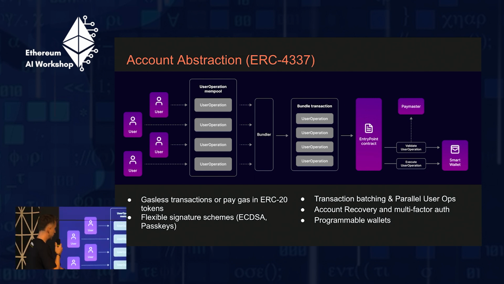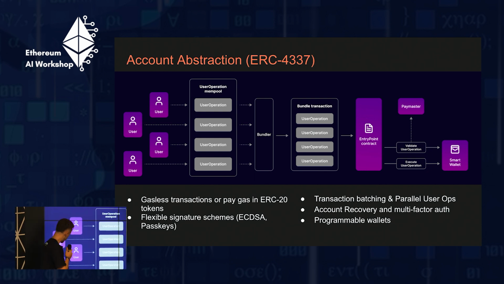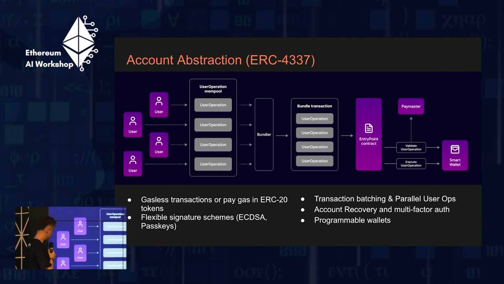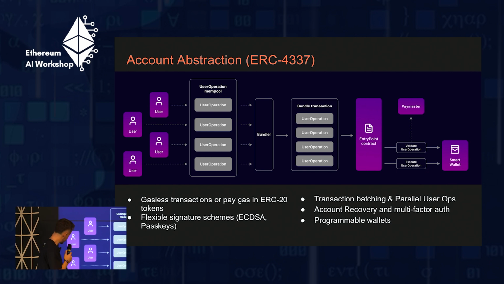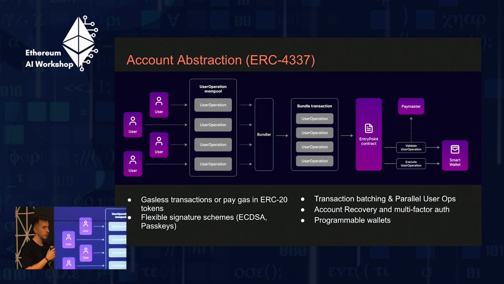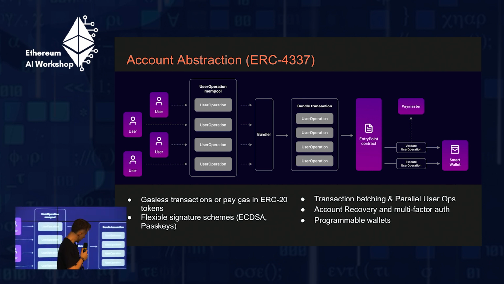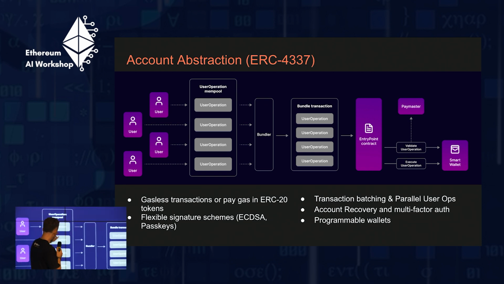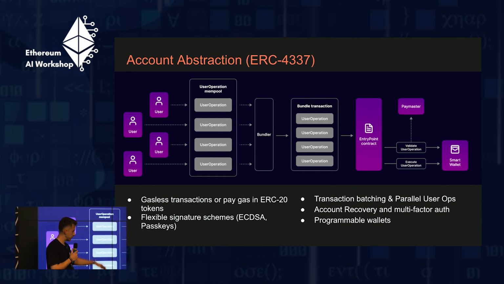So account abstraction does bring a few benefits. One is gasless transactions and ERC20. We can pay for the gas in ERC20s. We have flexible signature schemes. We can use ECDSA, which is what we use today in EOAs, but we can also use passkeys. You can also have multi-sigs and different kinds of signature schemes. Then there is transaction batching. So one user operation from one user can contain many transactions, right? So they are batched together.